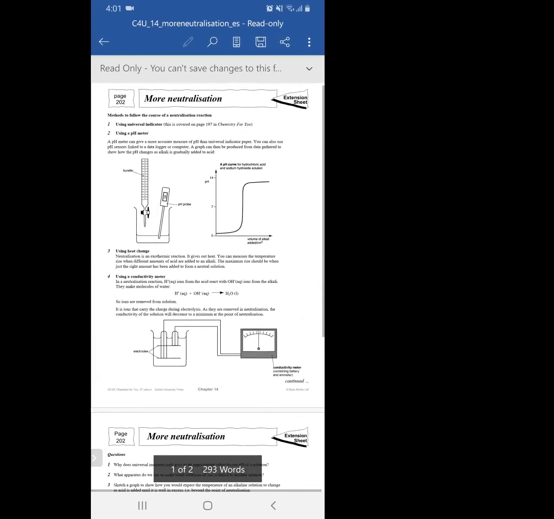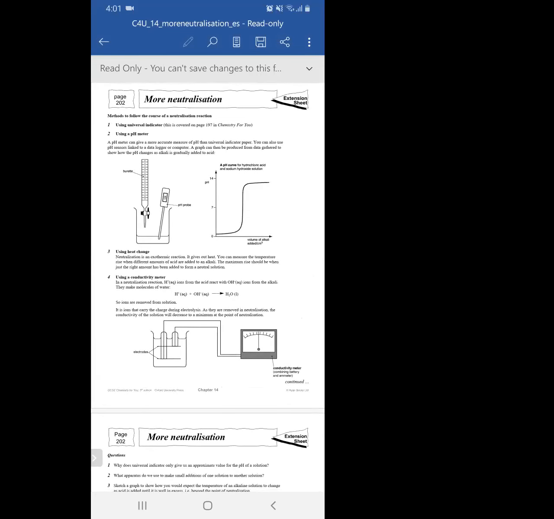This is regarding neutralization, right? Methods to follow the course of a neutralization reaction. How can you follow the course of a neutralization reaction? What do you mean by that? Meaning that, you know, how much of a neutralization has taken place, whether it is complete or not, and if it is not complete, how much of it has already taken place? What are the different methods by which we can find that out?